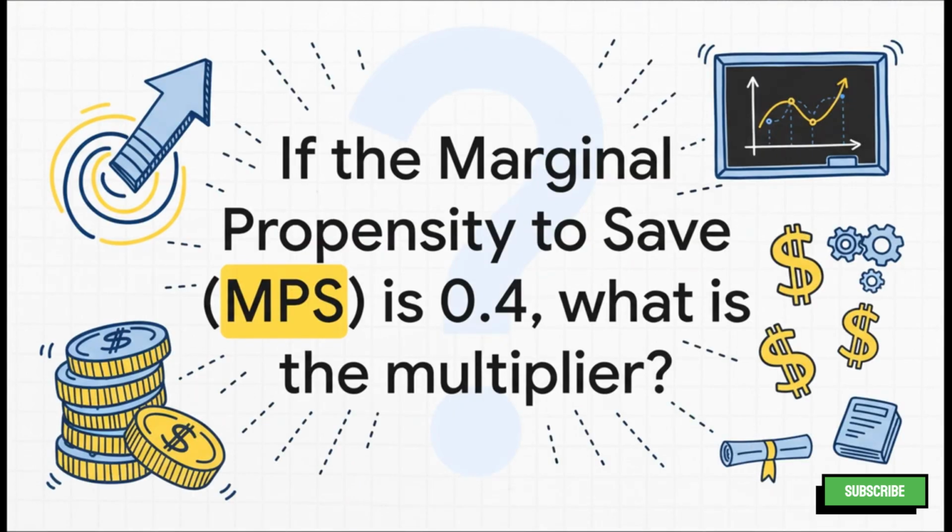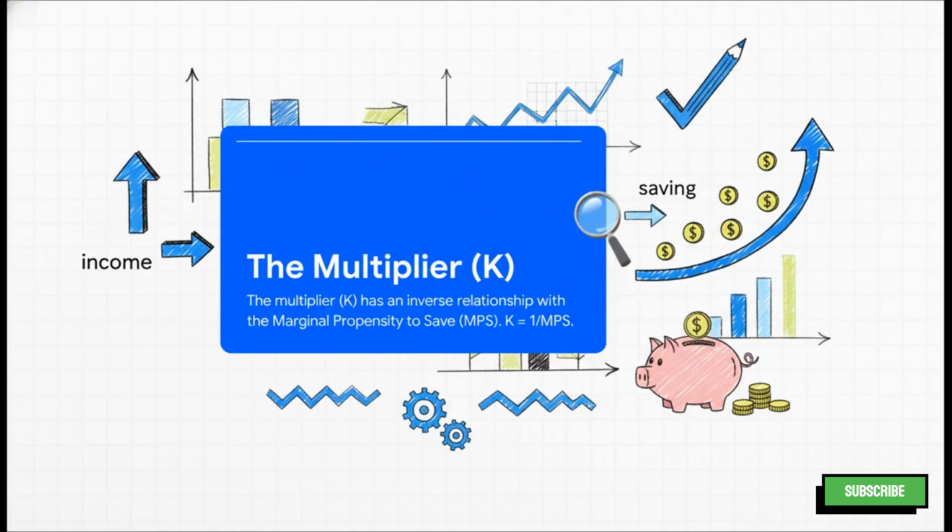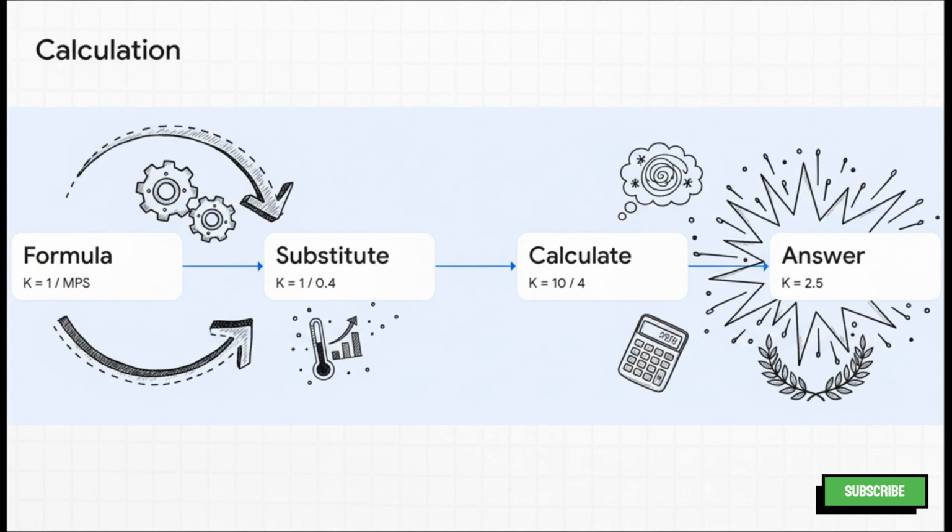Okay, next up we've got a numerical problem. This question is all about the Keynesian multiplier, a topic you're definitely going to see in your exams. Let's see how to tackle this one. The relationship here is actually super simple and direct. The multiplier is just the reciprocal of the marginal propensity to save. So the higher the tendency to save, the lower the multiplier effect will be, and vice versa. Following these simple steps makes this totally straightforward.